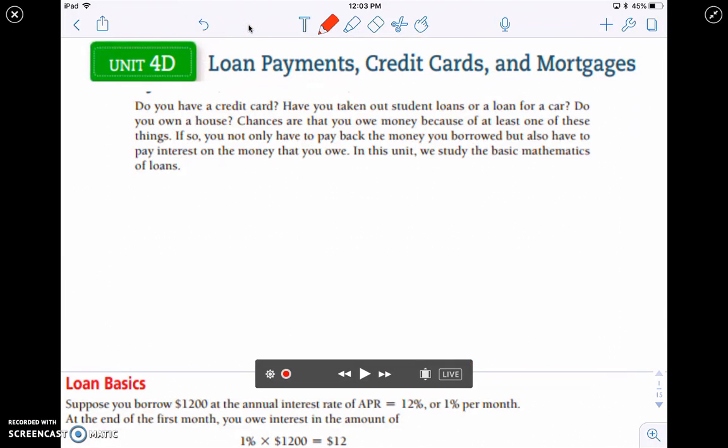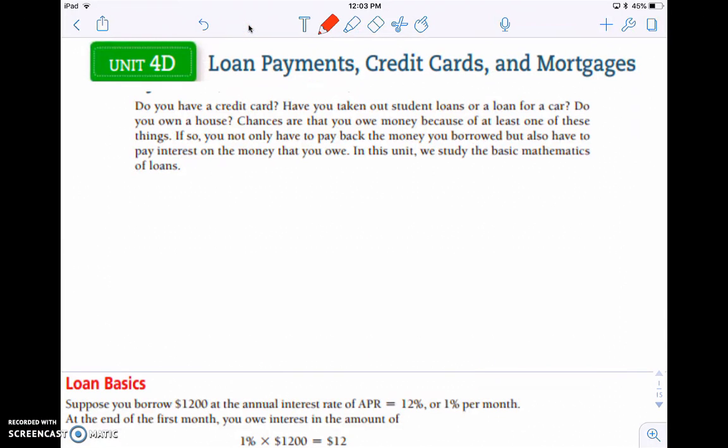Okay, this is Unit 4D. We're looking at loan payments, credit cards, and mortgages. And, beginning here, I'll ask you a series of questions. Do you have a credit card? Have you taken out student loans or a loan for a car? Do you own a house?